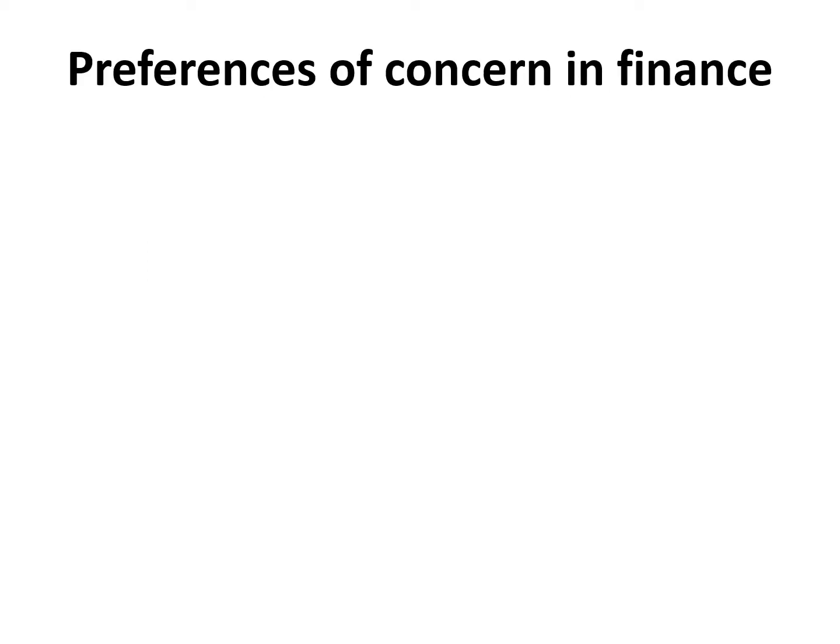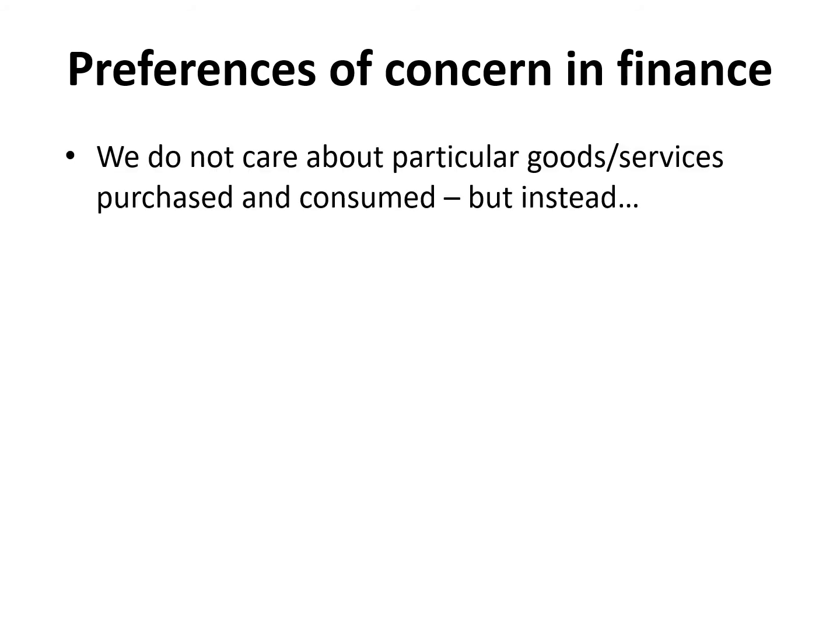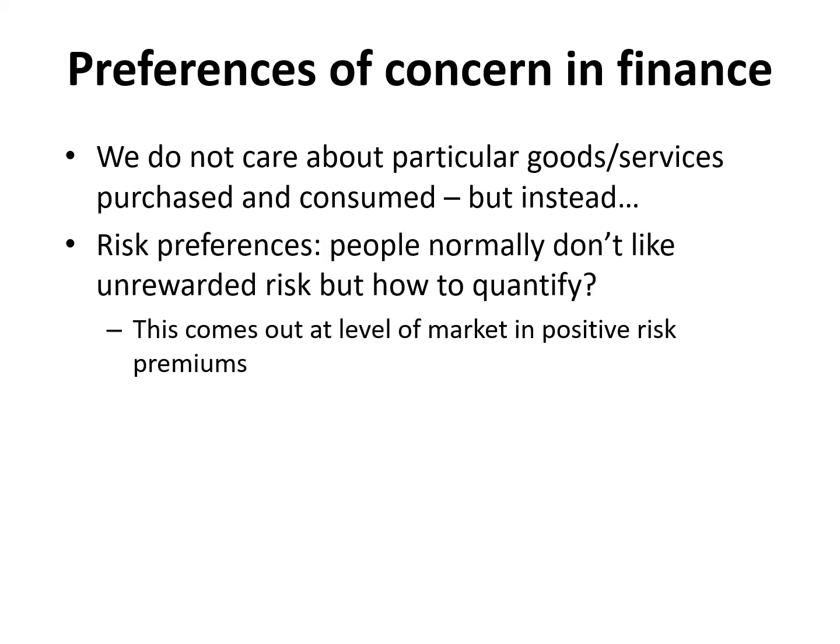So we've been talking about preferences, but in finance, we're concerned with somewhat different preferences. We don't care too much about particular goods and services purchased and consumed, but instead we focus on two kinds of preferences: time preferences and risk preferences. First, risk preferences. People don't normally like to be taking on risk if it's not rewarded. But how do we quantify this particular human tendency, the need to be rewarded for taking on risk? By the way, at the level of the market, this will come out in the so-called risk premium. The fact is that risk premiums are positive.